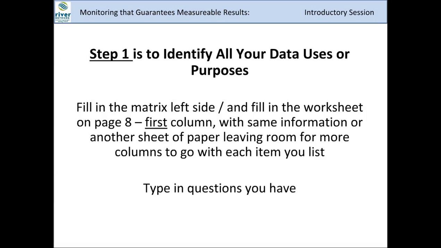And for today, you don't need to necessarily get every single use out. If you could just work with me on some you're really connected with so we can follow it through the whole process, you can come back and totally complete this. So just get at least 1 or 2 down on uses or purposes of your data.